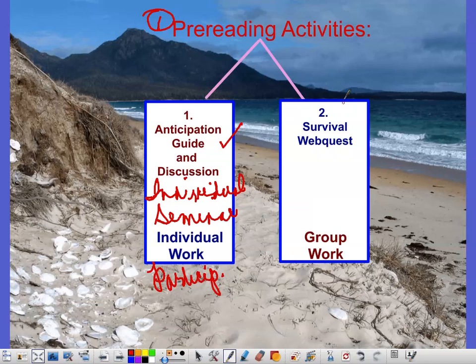The second piece of the pre-reading activities is a survival web quest, and this is a group activity. The purpose of this is to get you to think through the kinds of issues that need to be considered if you're trying to structure a group, a community, a society that's going to function for the best interests of everybody.